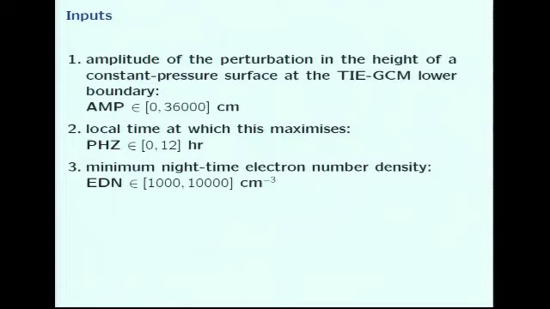So how do the scientists go about this? They have some inputs for these tides, and since there are tides, there's an amplitude, the local time at which it maximizes, a phase parameter, and some other quantity which is the electron number density. Amplitude and phase are at the lower boundary, and that drives the waves. The scientists told us, well, we don't know much about this amplitude. We just know that it should be in that interval. The phase should be in that interval.